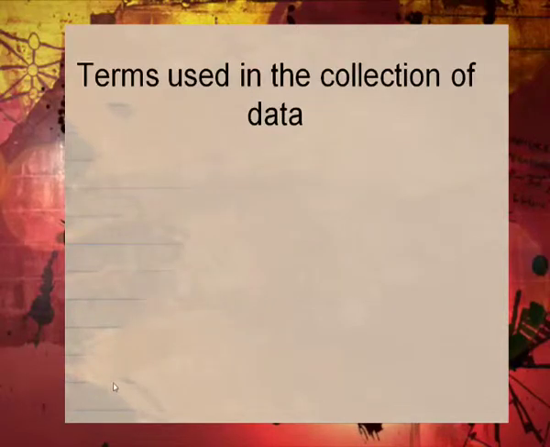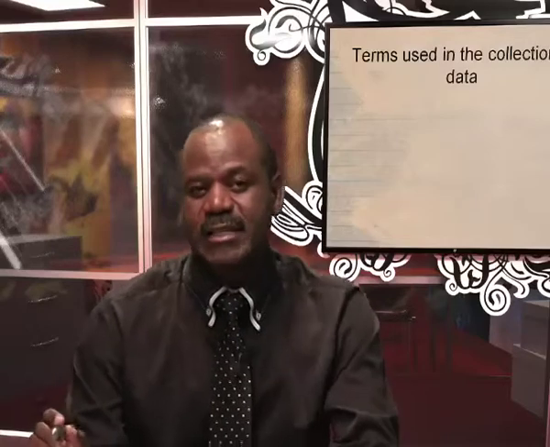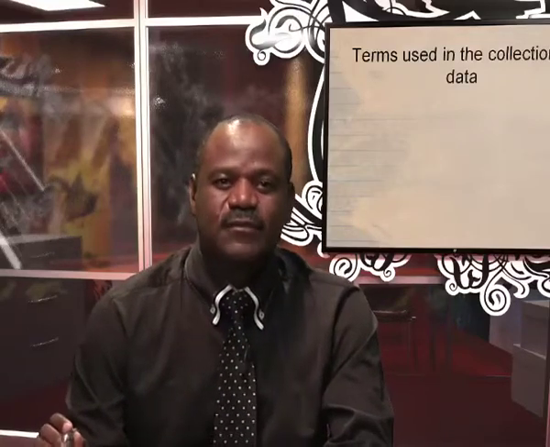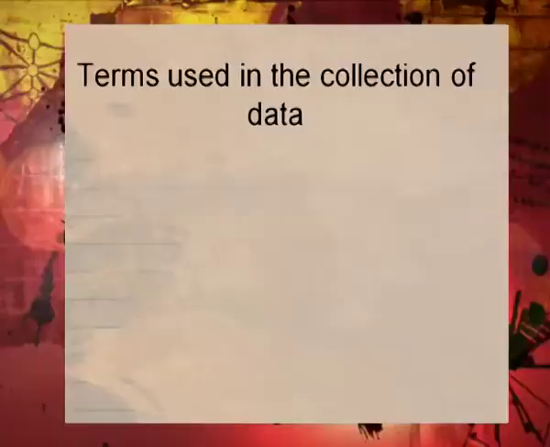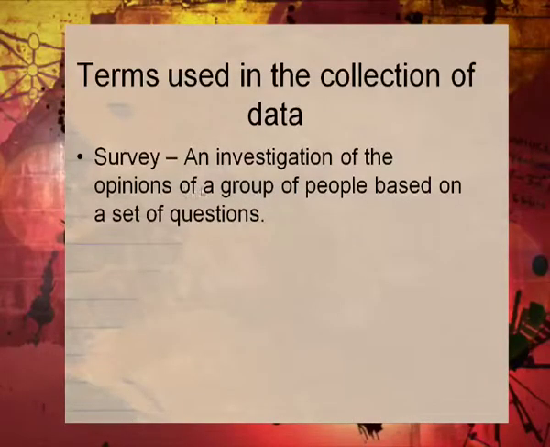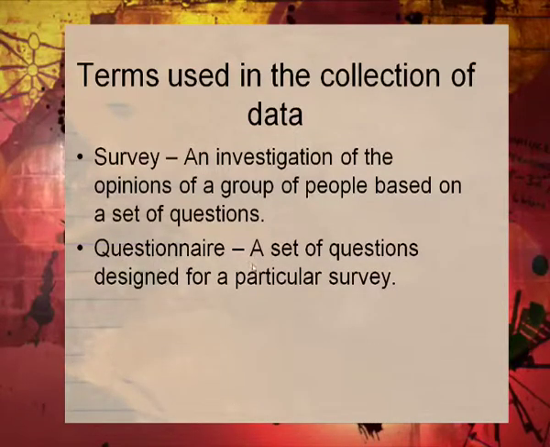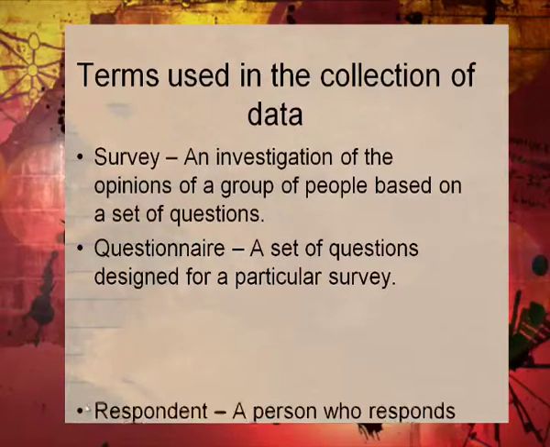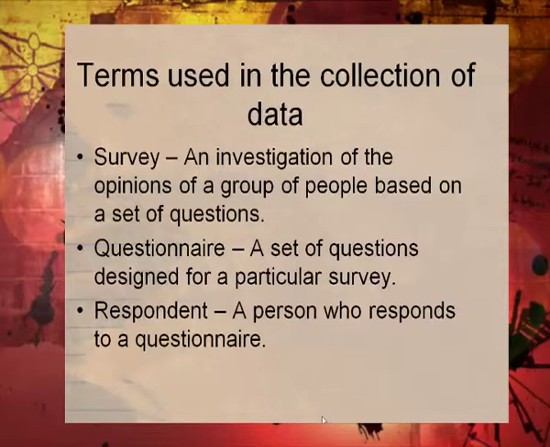Fine. Now, we have some terms used in collecting data. Let's try to familiarize ourselves with these concepts. Concept number one, we talk of what you call survey. This is an investigation of the opinions of a group of people based on a set of questions. Another term will be questionnaire, as I talked about it. It's a set of questions designed for a particular survey. You can put this in the form of booklet or some papers. It's the questionnaire. And respondent is a person who responds to the questionnaire.